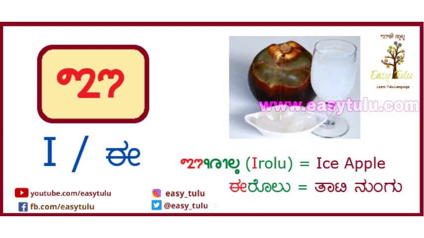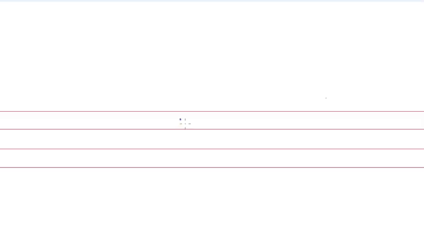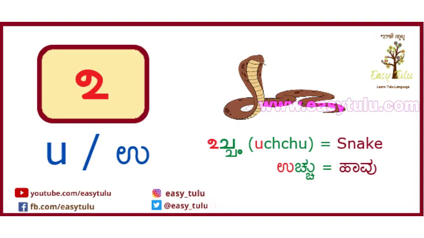This is the long E sound. Example: Irolu. Irolu means ice apple. Tati Nungu in Kannada. Let us see how it is written. E. Next one is U.